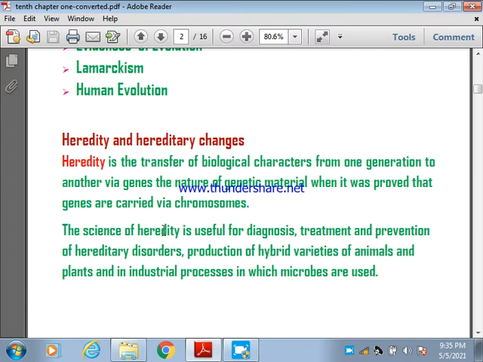The science of heredity is useful for diagnosis, treatment and prevention of hereditary disorders, production of hybrid variants of animals and plants, and in industrial processes in which microbes are used.